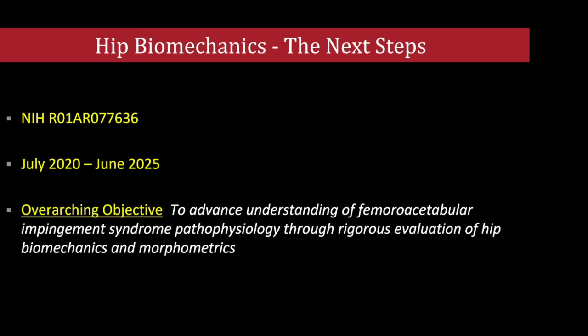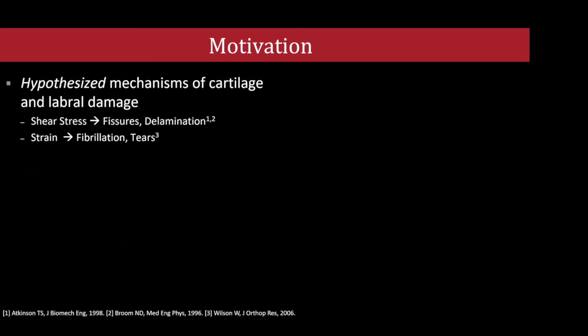The motivation here is that we think that shear stresses cause fissures and delamination, and that strain causes fibrillation and tears. But there's also some thought that instability is causing chondrolabral damage as well.